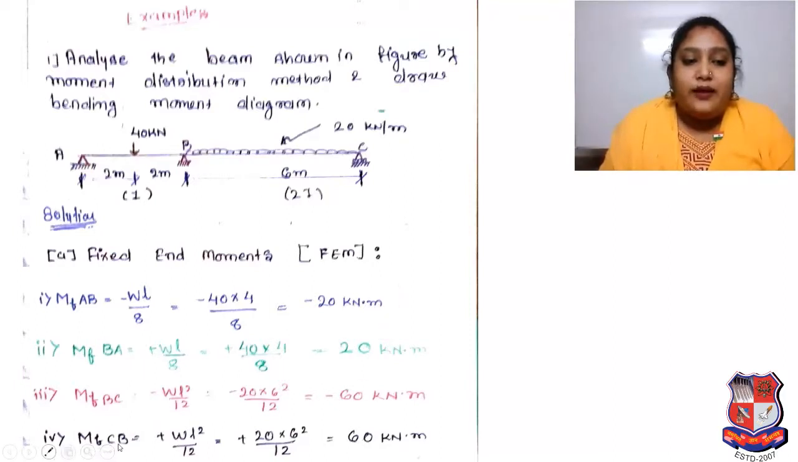Now the fixed end moment at CB. At BC it was negative, so now at CB it is positive. We have already discussed this in our fixed end moment portion. So positive WL square by 12, positive 20 into 6 square divided by 12. So it is plus 60 kilonewton meter. We have to use all these moments in our problem. So at AB minus 20, at BA positive 20, at BC minus 60, at CB positive 60.